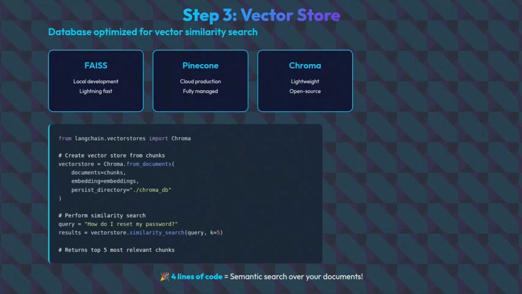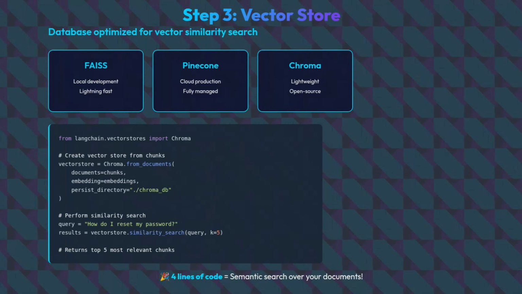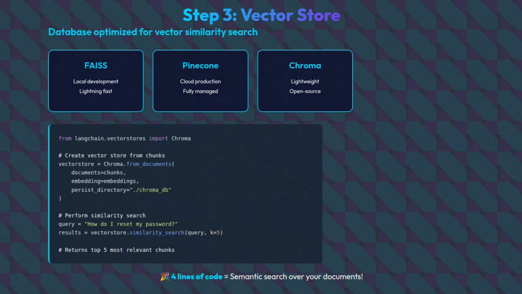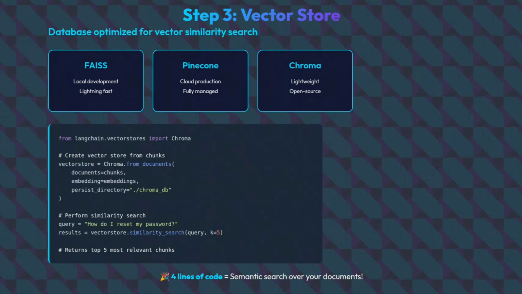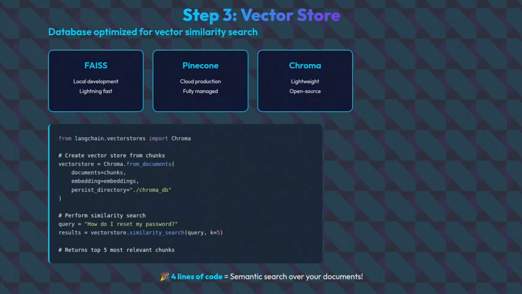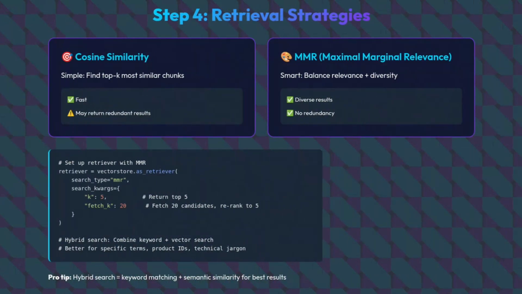Chroma handles storing the embeddings and the original text together. Now we can do similarity search, pass a query, and get back the most relevant chunks. That's it. 4 lines of code and you have semantic search over your documents. Step 4, retrieval. This is where we actually find the relevant context.